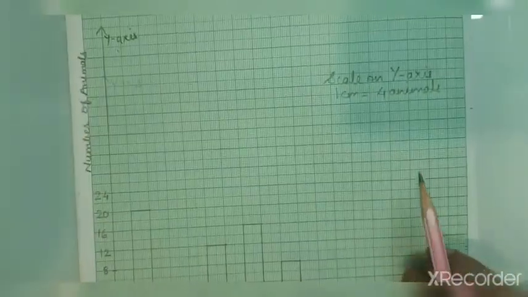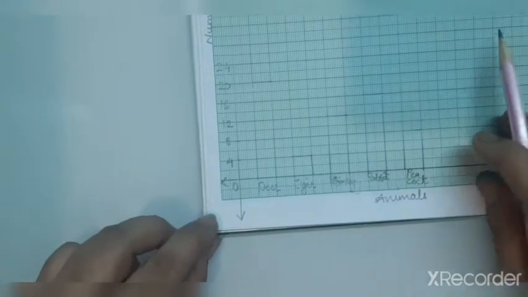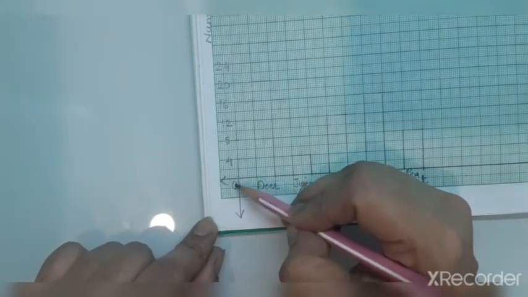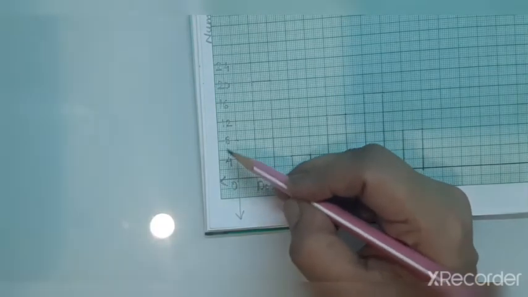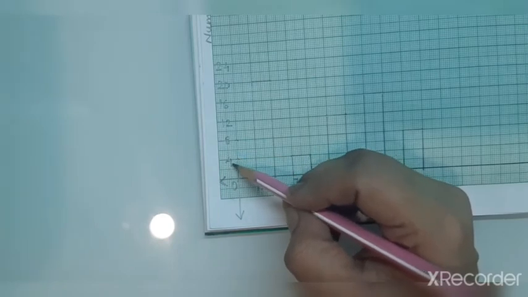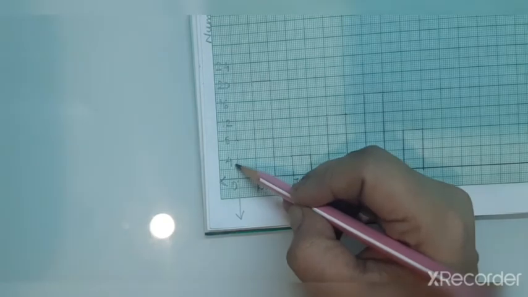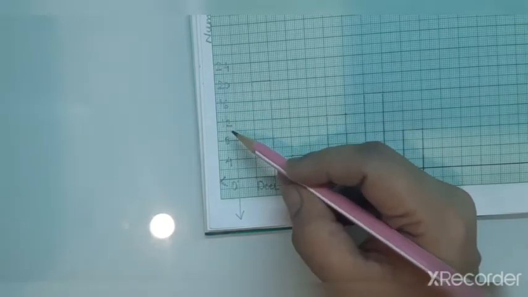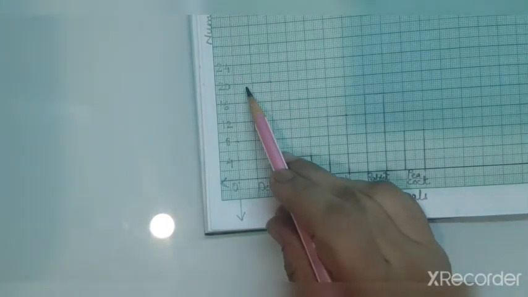Now the scale given is on the y-axis, 1 centimeter is equal to 4 animals. So come to the 0 point. After the 0 point, 1 centimeter, this one big box, we have to write 4. And now we have to go on adding 4. So 0 plus 4 is 4. 4 plus 4, 8. 8 plus 4, 12. 12 plus 4, 16. Up to 24 we have written because the maximum is 20. So you can end here at 20 or you can write 1 extra.